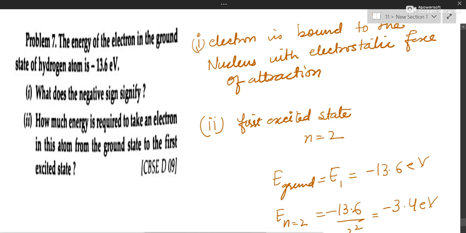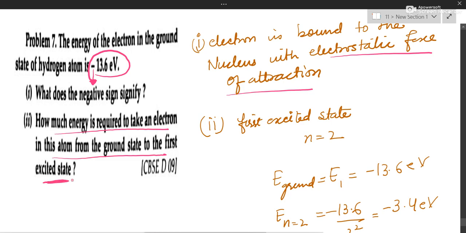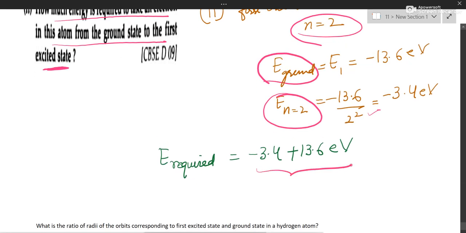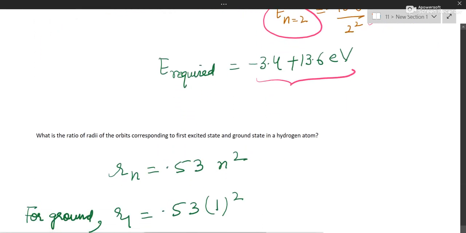Now problem number 7, some numericals. Energy of electron in ground state is this. What does negative sign signify? So negative sign energy always signifies that the forces are attractive in nature. So here the electron is bound to the nucleus with electrostatic force of attraction. How much energy is required to take an electron from this atom from ground state to first excited state? The first excited state के लिए n कितना हो गया 2. So find out the energy, you know the formula. है ना, ground की energy we are ready with, energy at this level we have, so we can find out the difference, positive difference, that much energy is required.